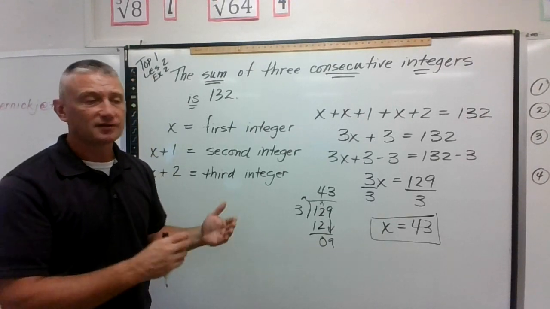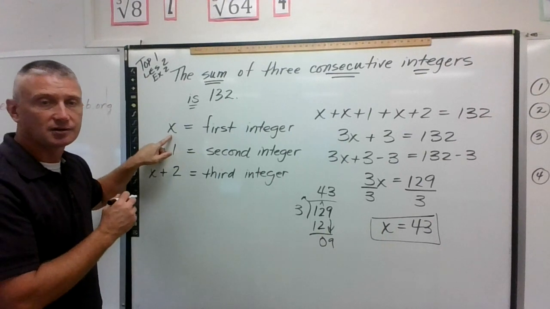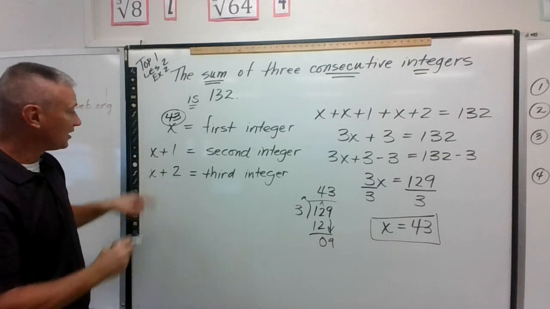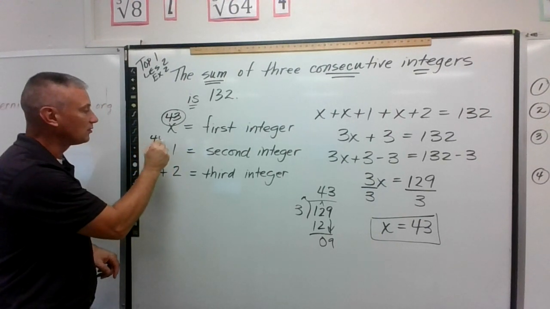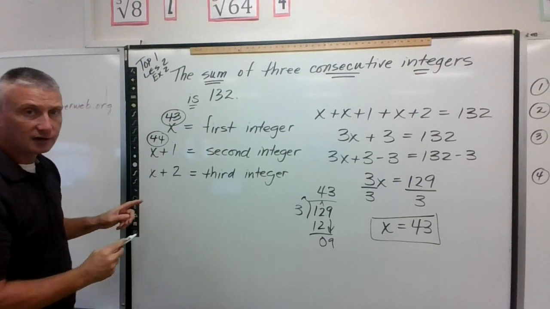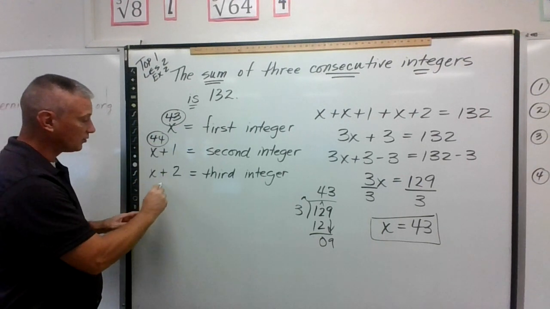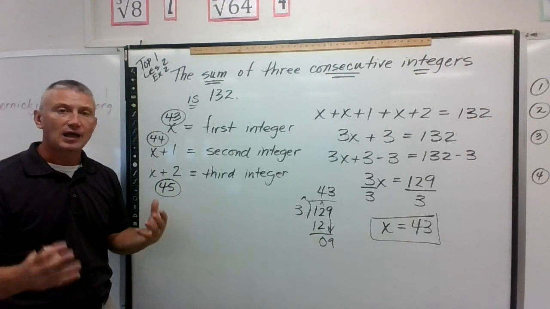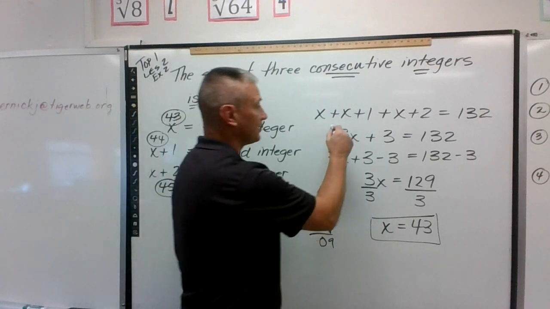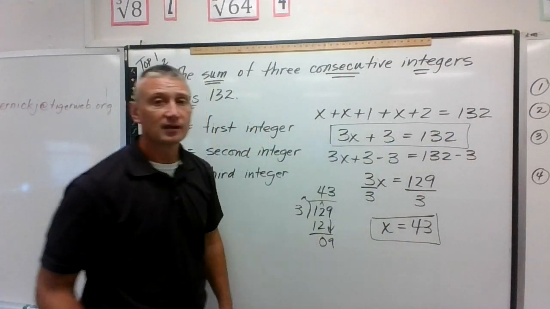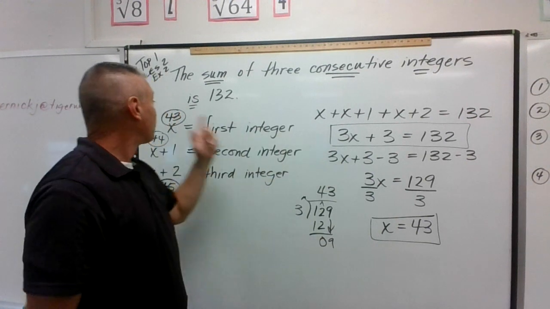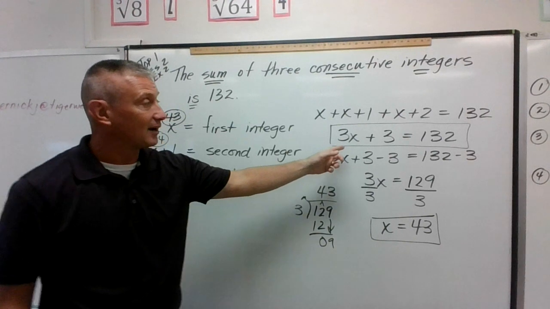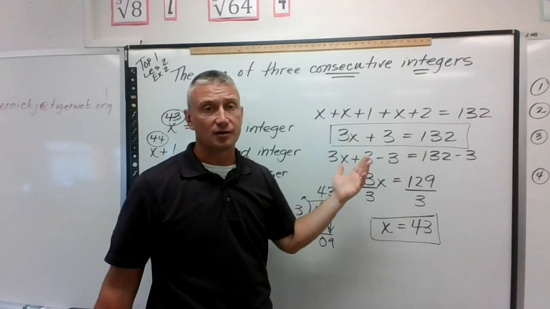Okay, it only tells me the first integer because x is the first integer. So I know that the first integer is 43. The second integer is 43 plus 1, which will equal 44. And the third integer is 43 plus 2, which gives us 45. And if you take those 3 numbers and you apply them to the simplified version that I talked about last time, which was right here, you can say 3 times 43 is equal to 129, and 129 plus 3 is 132, so they're both the same.